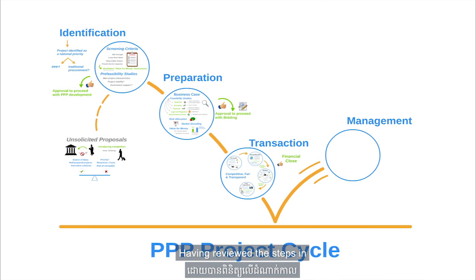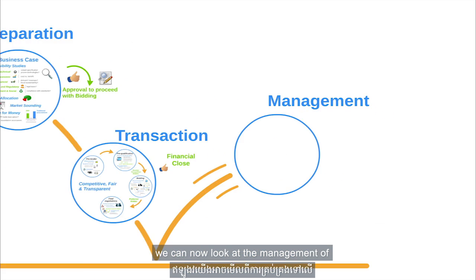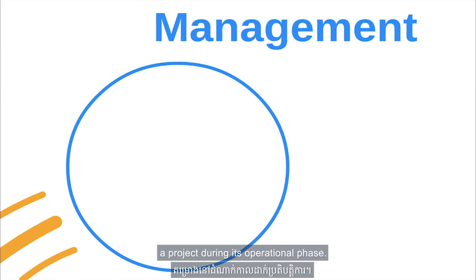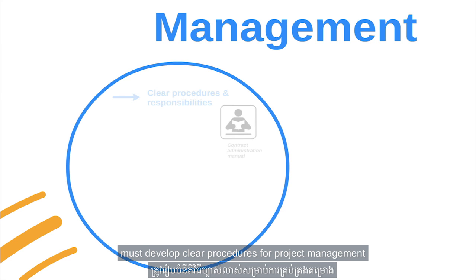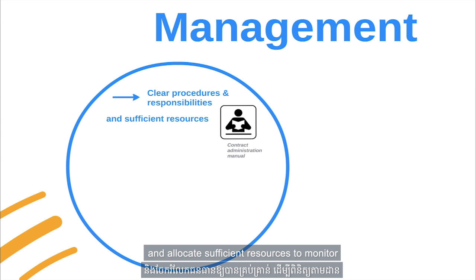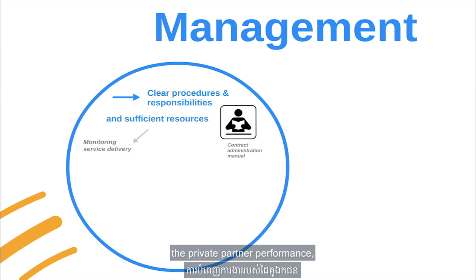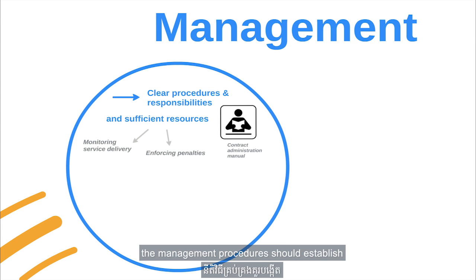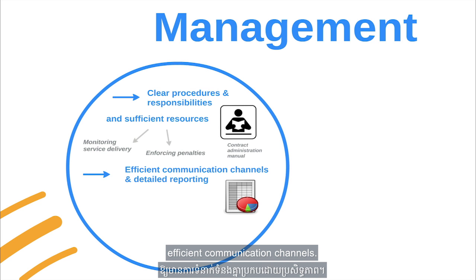Having reviewed the steps in the establishment of a PPP, we can now look at the management of a project during its operational phase. In order to be successful, a PPP project must develop clear procedures for project management and allocate sufficient resources to monitor the private partner performance and to enforce penalties if required. Among other things, the management procedures should establish efficient communication channels.